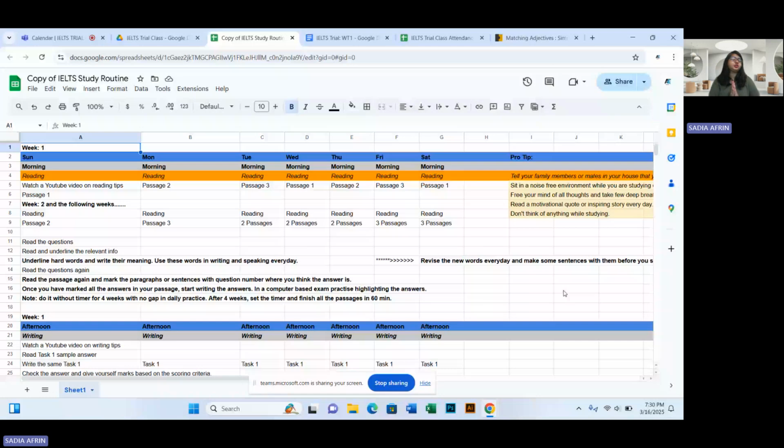You will get your desired score. But remember, you have to study every day. Set yourself on this, maybe not on the study table all the time. Sometimes you can sit on the sofa, on your bed, or just stand and study as well.